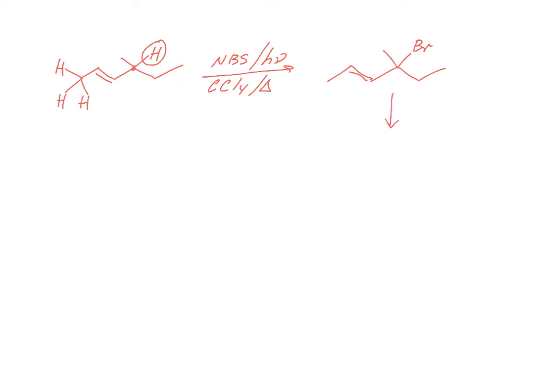Addition of base, KOH or NaOH in aqueous THF, allows for elimination of the HBr, removing hydrogen from the alpha carbon relative to the alkyl halide, giving us conjugated diene.